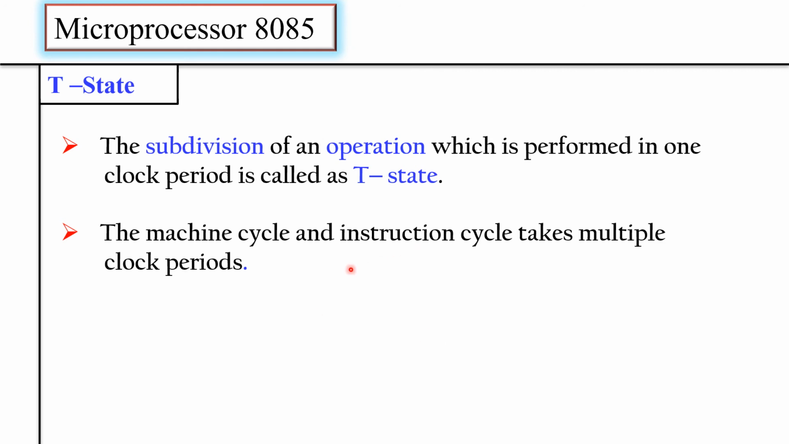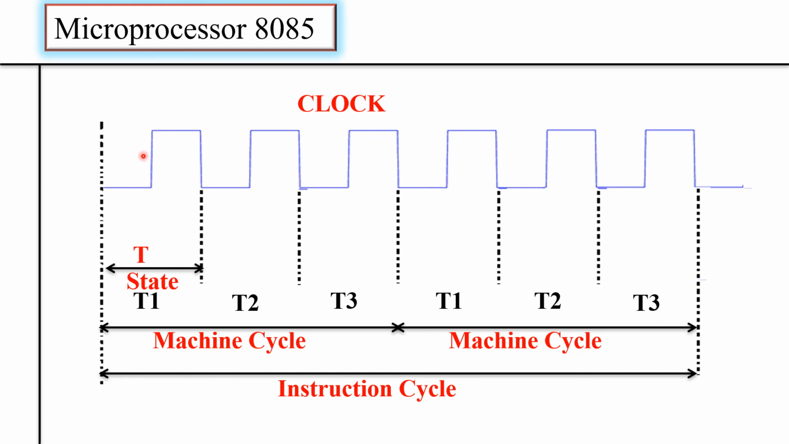The machine cycle and the instruction cycle take multiple clock pulses, so let us see the waveform. Here is the clock pulse, right? One clock pulse is nothing but one T-state. A machine cycle may take a number of T-states, so it may take 3 or 4 clock T-states. An instruction cycle may take a number of machine cycles. So one instruction cycle can take one or more machine cycles, and a machine cycle takes one or more T-states.